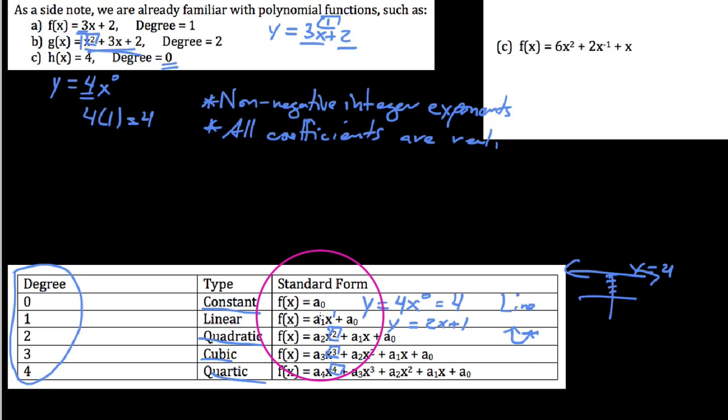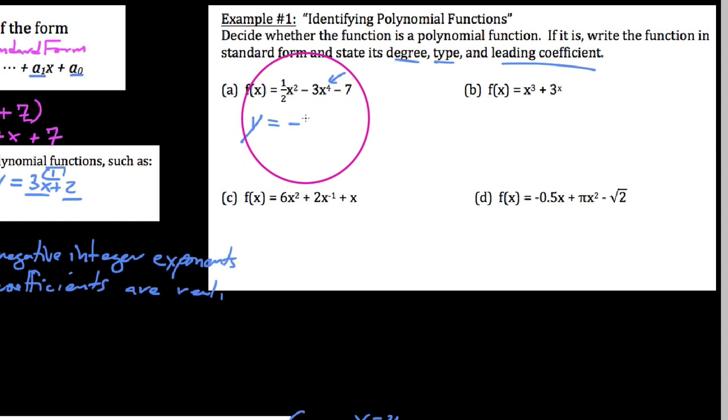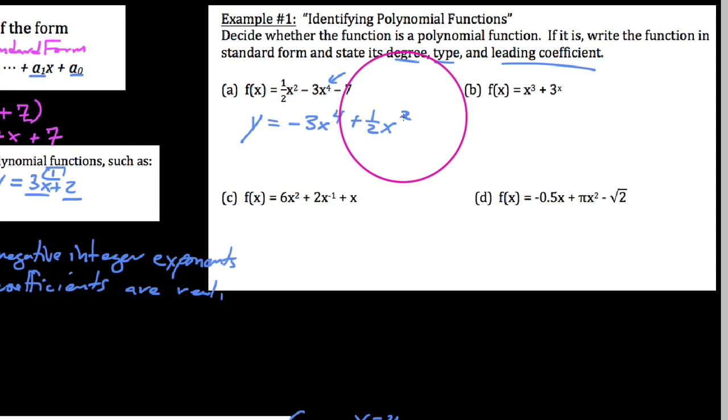Okay. So really quickly, here's what I want to know. Can I identify the ones that are polynomials? It says decide whether the function is a polynomial function. If it is, write the function in standard form and then state its degree, its type, and the leading coefficient. So I look at this first one, and I notice that this 4 is out of order. I'd rather have this written as y equals negative 3x to the fourth plus 1/2 x squared minus 7. This would be standard form.